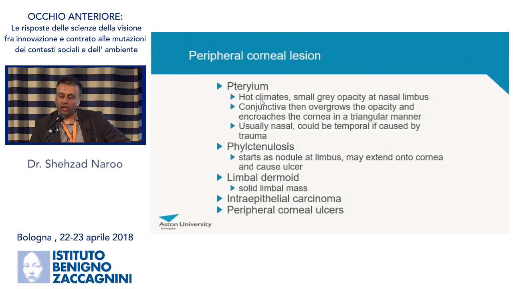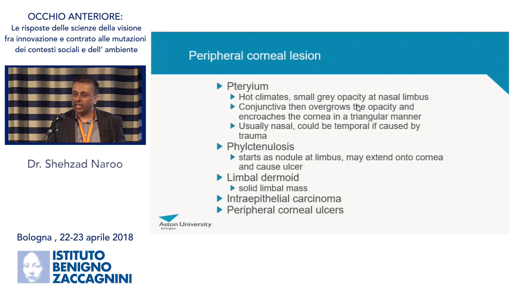Again, pterygium we see quite a lot, especially in warmer climates. And usually it's on the nasal side. Occasionally you'll see pterygium on the temporal side. If you see it on the temporal side, usually it's linked to injury, usually a trauma. On the nasal side, this is more common. And again, it's more common in warmer climates, in African countries, for example. And you see this small grey opacity at the nasal limbus, and the conjunctiva grows over it. And it doesn't usually cause any problems, but the patients don't like the look of it.